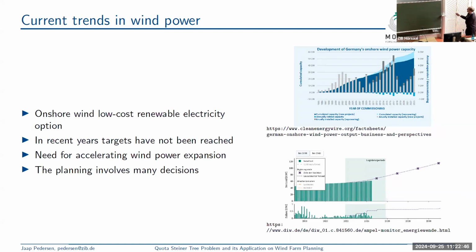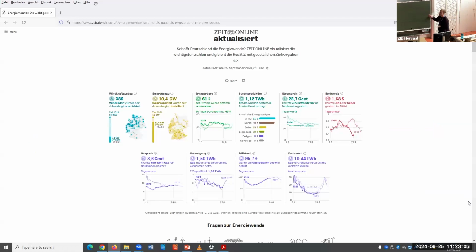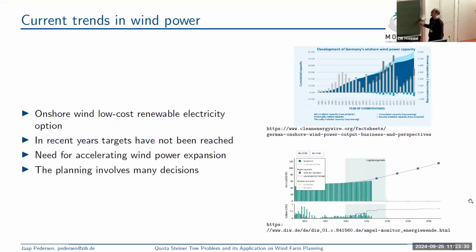And then you see the goals for the Zubau, the new installed capacity, in this purple line. These are the targets the government has in Germany. And you can see it's not quite reached in recent years. I actually have one today: this energy monitor from Zeit Online. It's a very nice, interesting tool about renewable energies. On the left, for example, is the wind power new installments, and you have a goal of 6 gigawatts for this year. It's only a snapshot from today, but it's quite not reached, right? So there is some need for accelerating this wind power expansion.